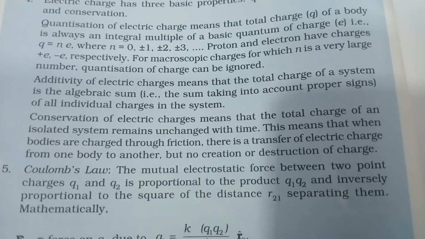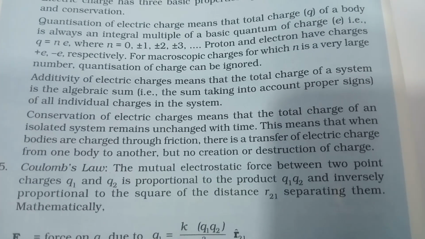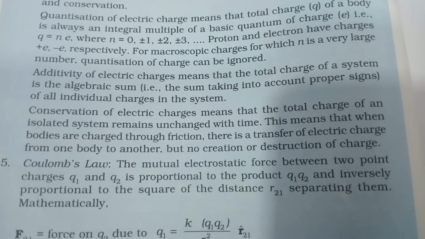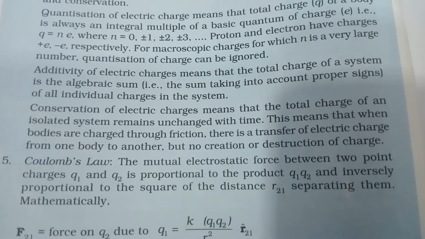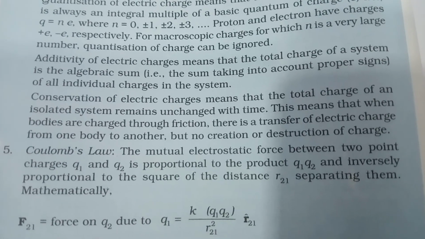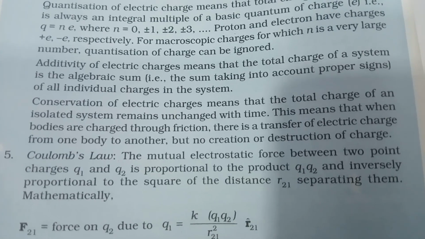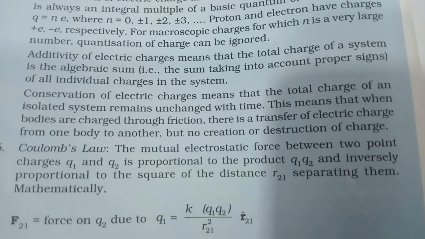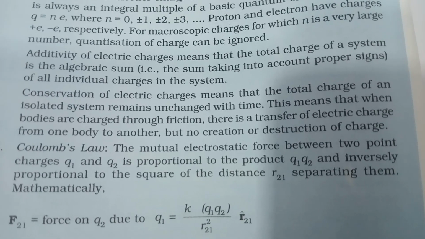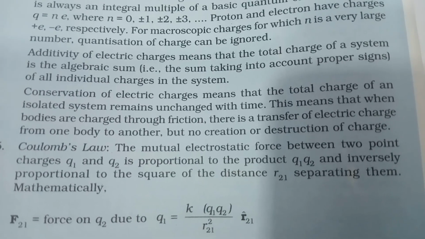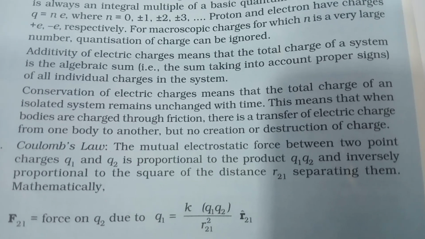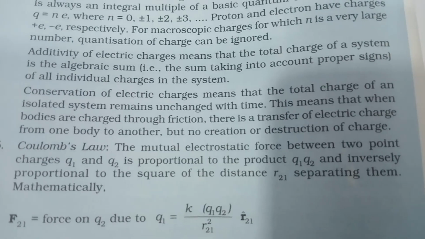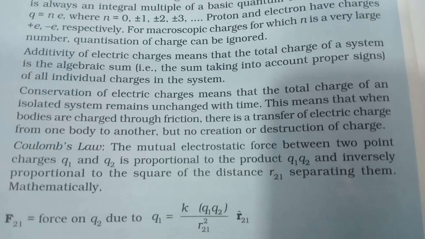Additivity of electric charge means that the total charge of a system is the algebraic sum, that is a sum taking into account proper signs, of all individual charges in the system. Conservation of electric charge means that the total charge of an isolated system remains unchanged with time. This means that when bodies are charged through friction, there is a transfer of electric charge from one body to another, but no creation or destruction of charge.